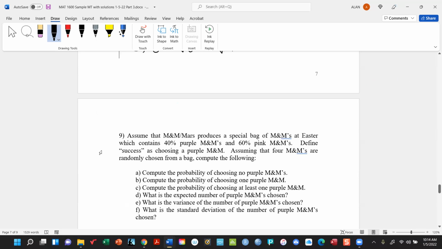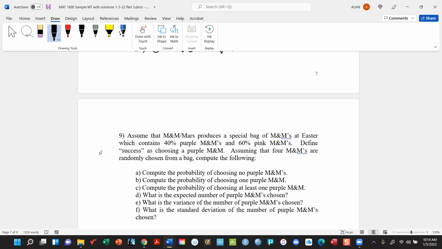So next, we have an M&M's problem. Mars produces a special bag of M&M's at Easter time, which is 40% purple and 60% pink. Let's think of purple as being a success. Let's say for some reason we're only interested in finding out how many purples we get when we randomly choose 4 out of a bag.